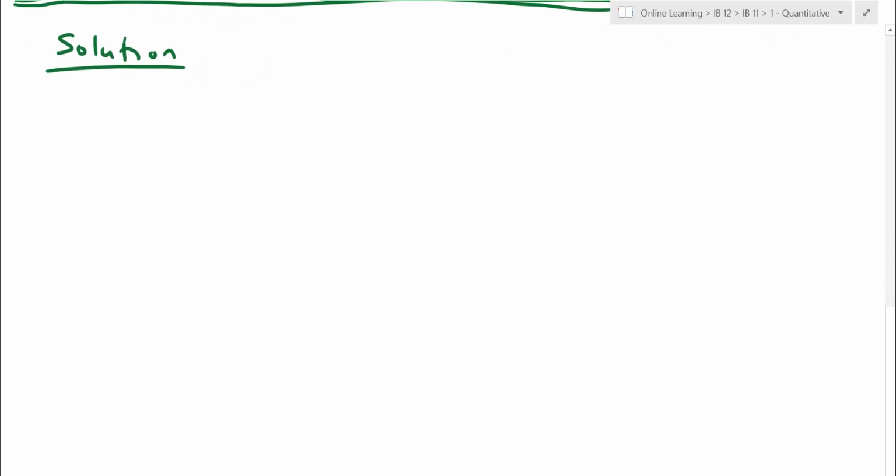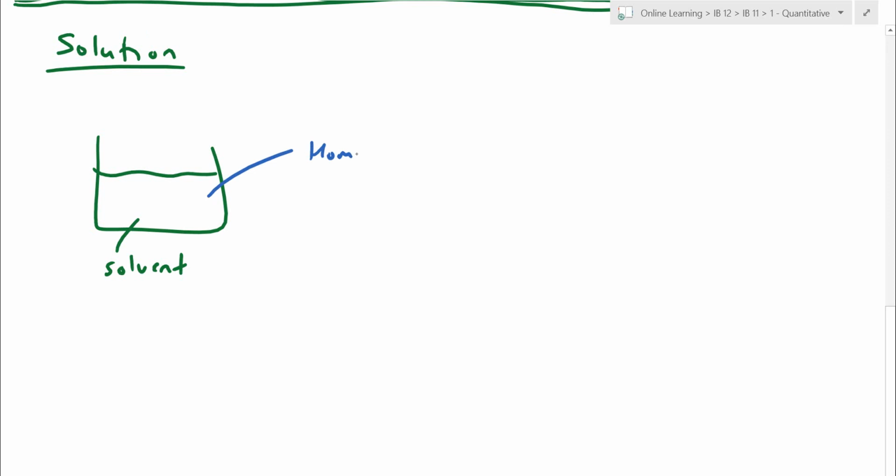So, in order to make this solution here, what we start off with is a background. You can assume that the background, we're going to call this the solvent. We're going to assume that the solvent itself is water unless otherwise told. So what is a solution? A solution here is a homogeneous mixture. It feels like one material.